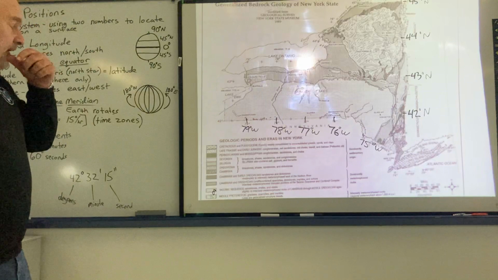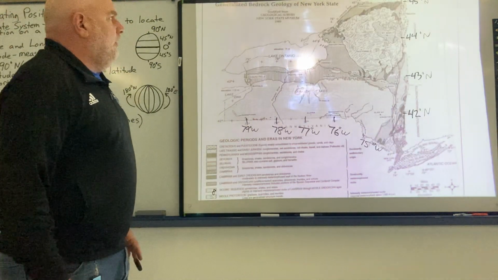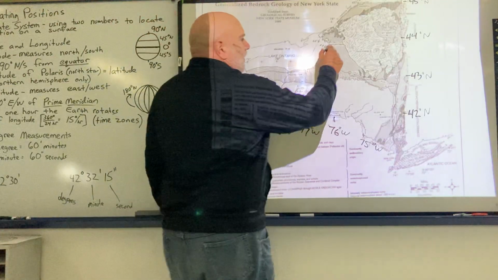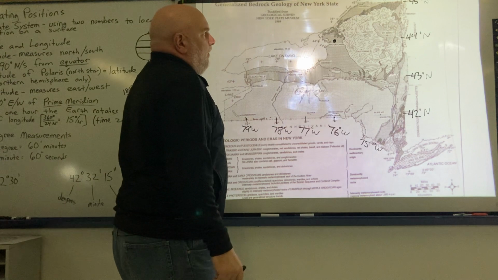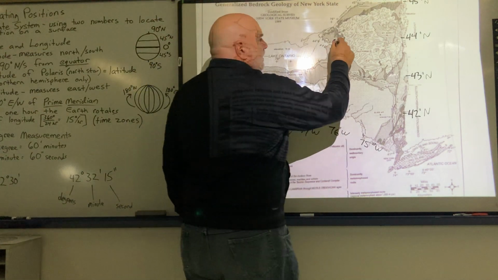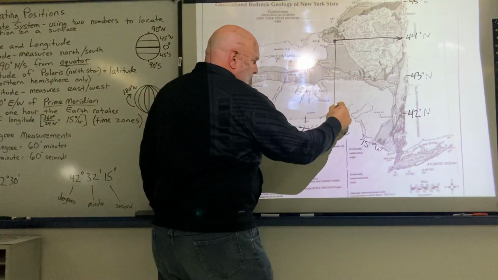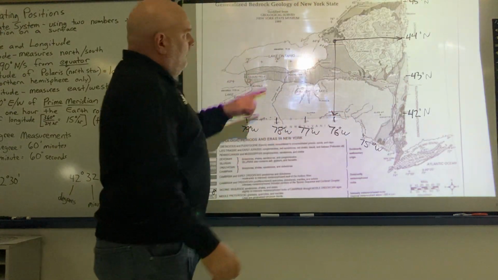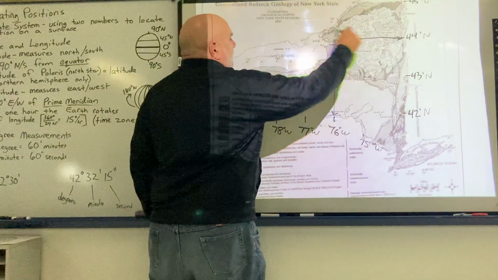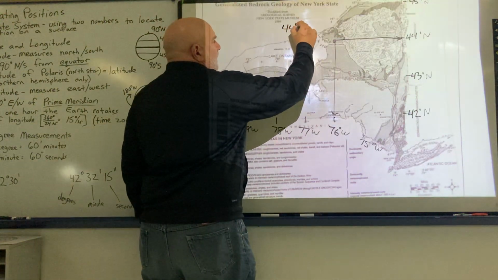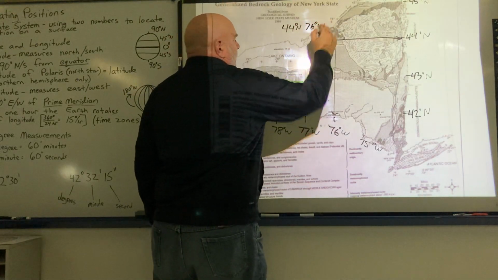All right. So let's say I want to describe the location of Watertown, New York. Watertown, New York is right there. So the location of Watertown would be, there's my latitude, and there's my longitude. So the approximate latitude and longitude of Watertown would be 44 degrees north, 76 degrees west. All right.